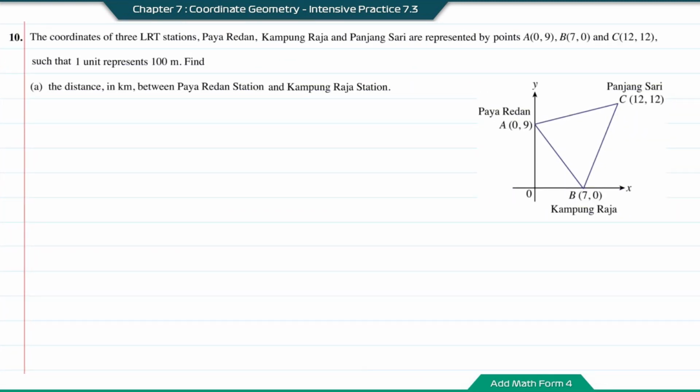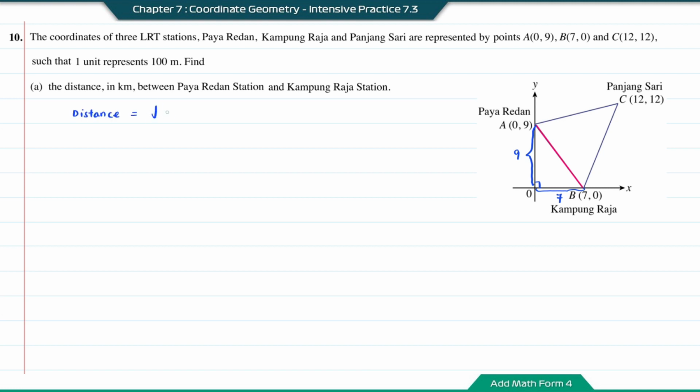Question number 10. The coordinates of 3 LRT stations, Payaredan, Kampong Raja, and Panjang Sari are represented by points A (0, 9), B (7, 0), and C (12, 12), such that one unit represents 100 meters. Find A, the distance in kilometers between Payaredan station and Kampong Raja station. So here we can find the distance using the Pythagoras theorem, as we know the length from point A to the origin is 9 units, and from the origin to point B is 7 units. And the distance between Payaredan and Kampong Raja will be the hypotenuse.